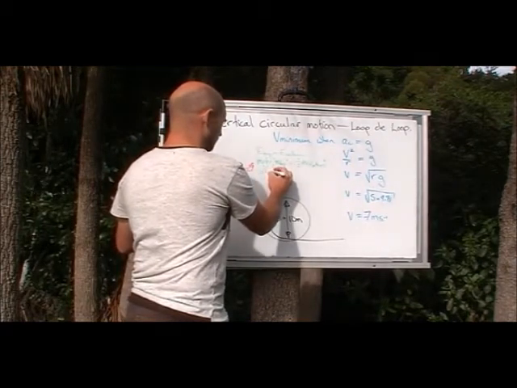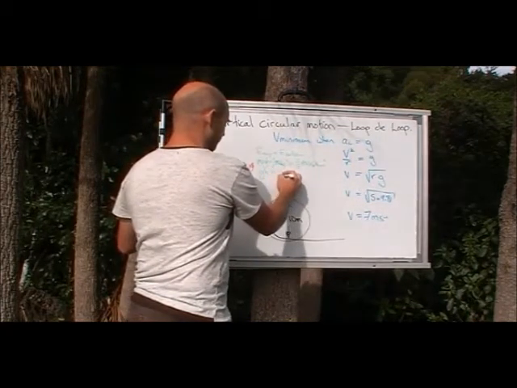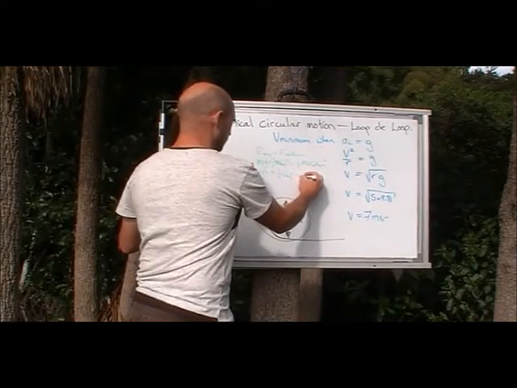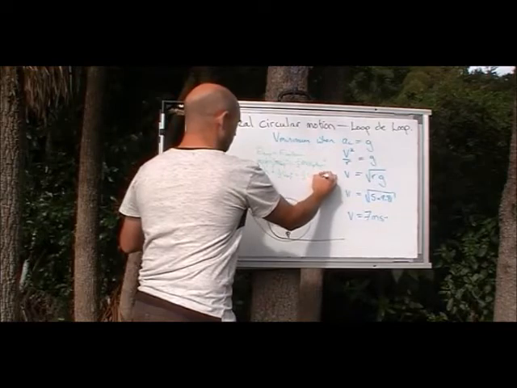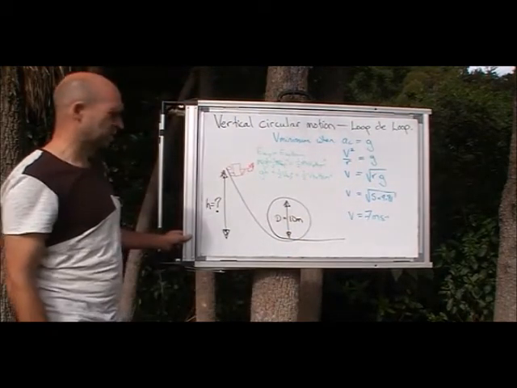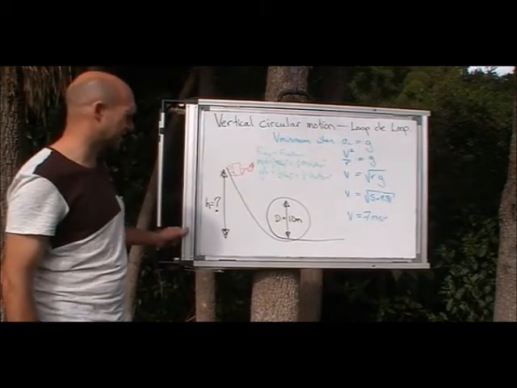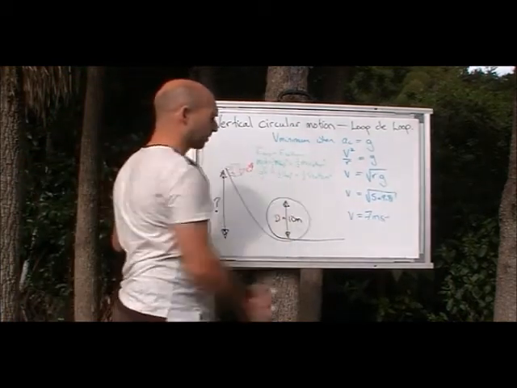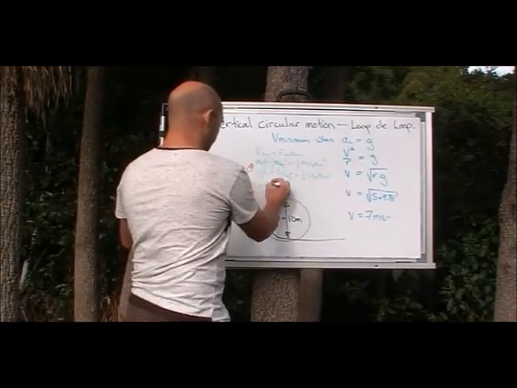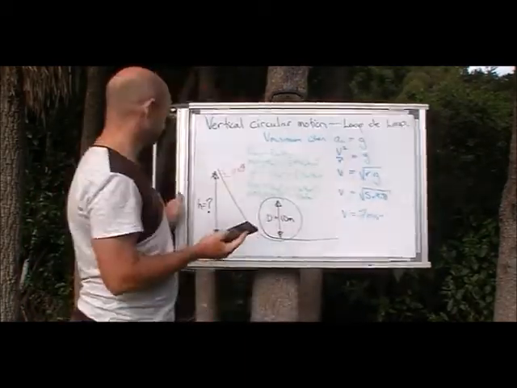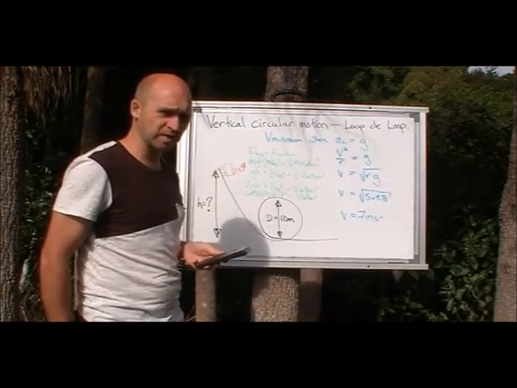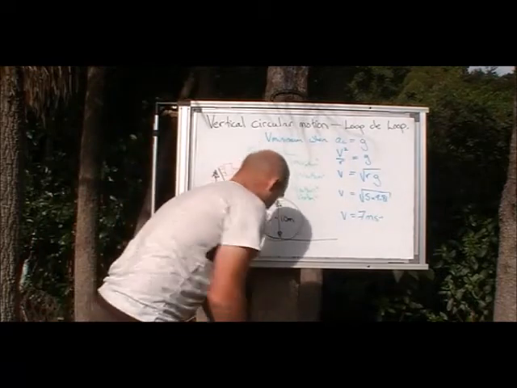gh plus half v top squared equals half v bottom squared. And we know almost all of those things, don't we? Let's start by multiplying by 2 to get that v bottom by itself. Hopefully you got 15.7 metres per second.